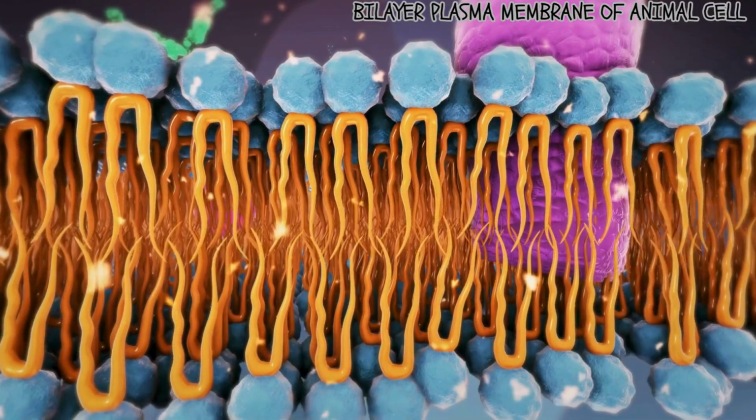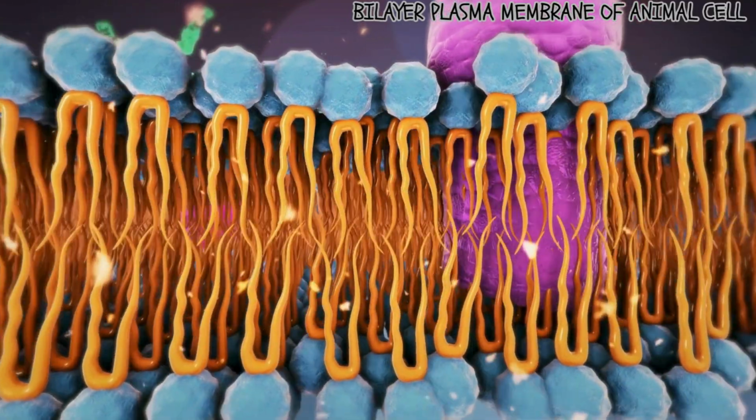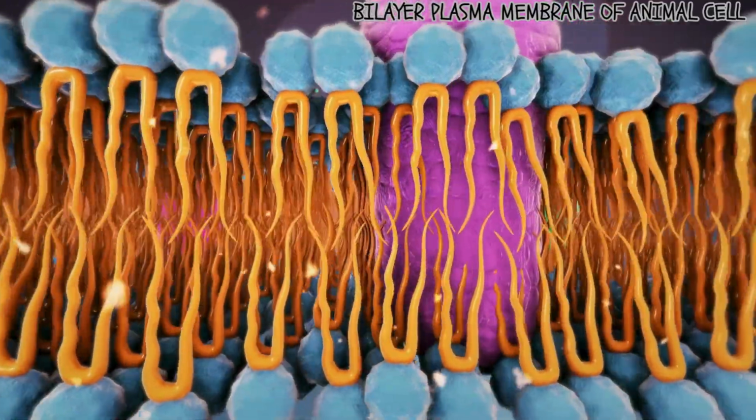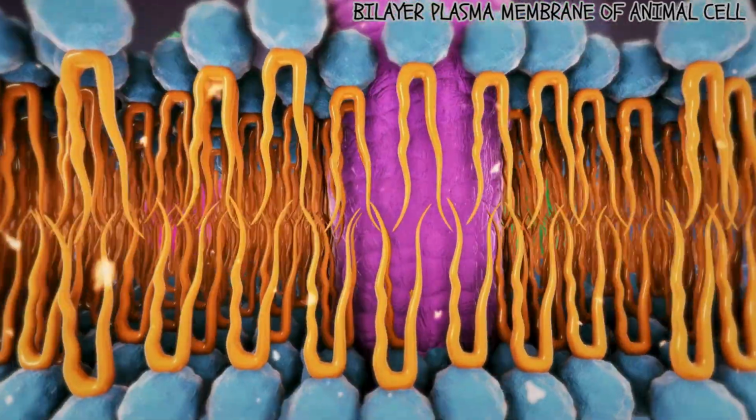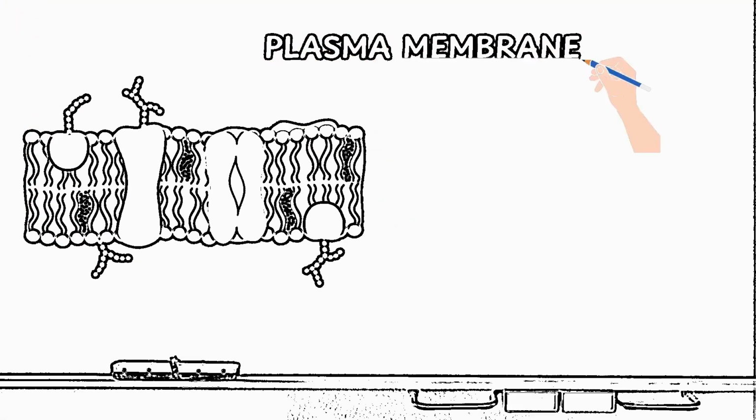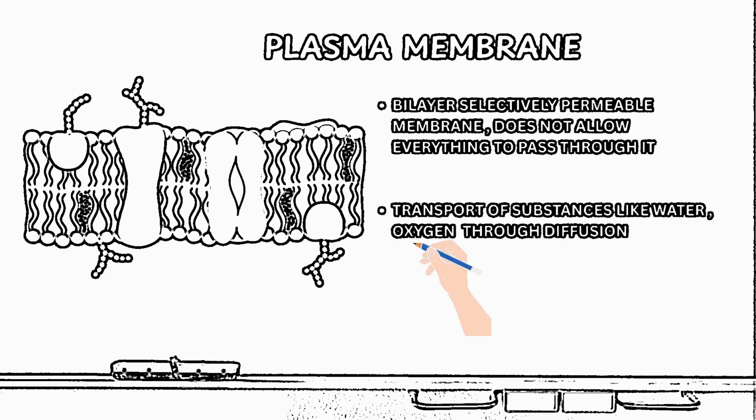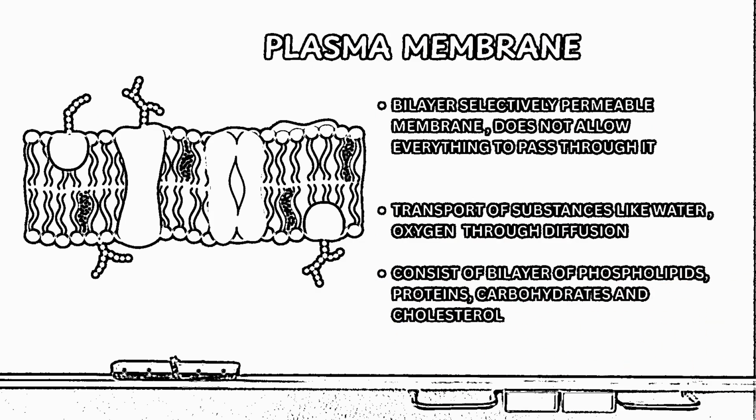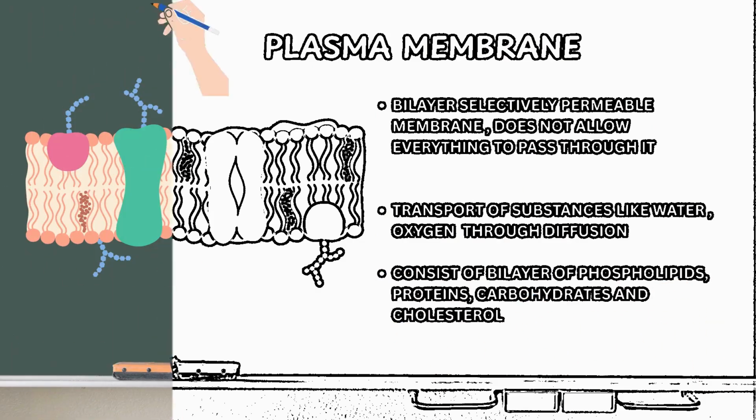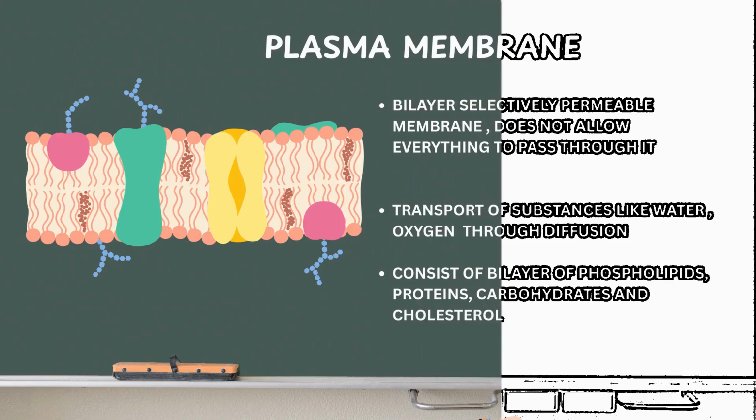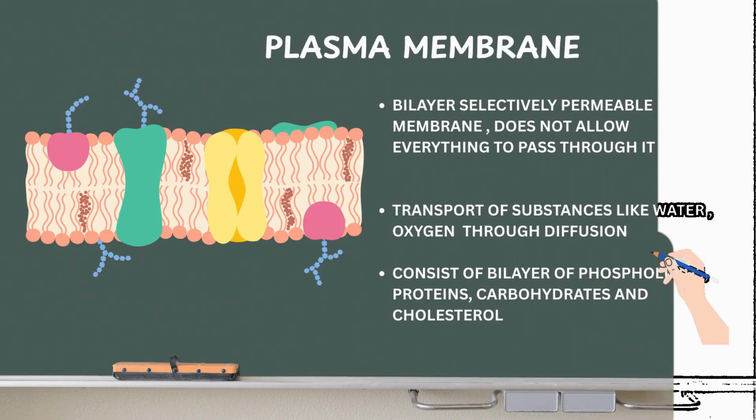Animal cell. The outermost covering of an animal cell is a bilayer plasma membrane made of phospholipids. Animal cells lack a cell wall, unlike plant cells and bacteria. The plasma membrane controls the movement of ions, water, oxygen, and organic molecules. Waste like carbon dioxide and ammonia leave through the plasma membrane.